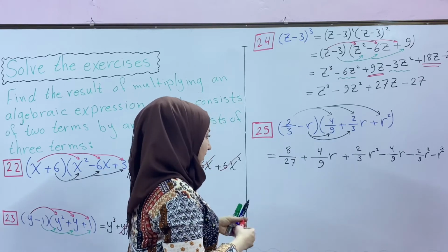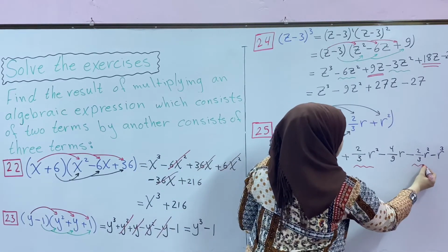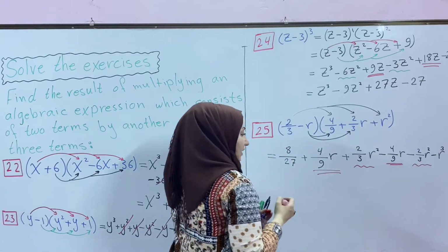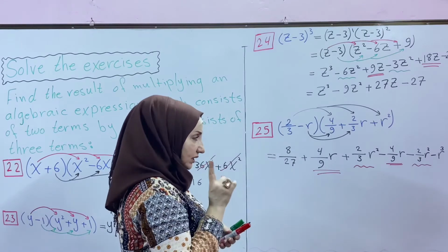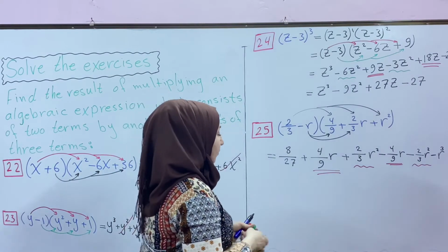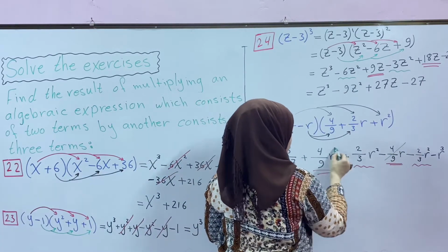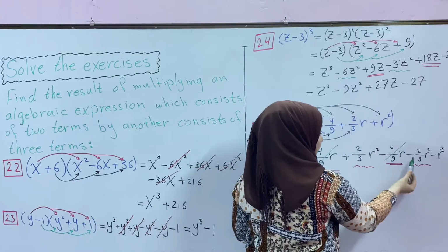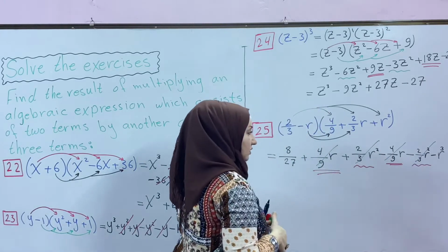And now we will take the same terms. So we see here we have r squared with r squared and r with r. And we see here we have positive 4 on 9 r minus 4 on 9 r, which will be 0. And here we have 2 on 3 r squared minus 2 on 3 r squared. Also it will be 0.